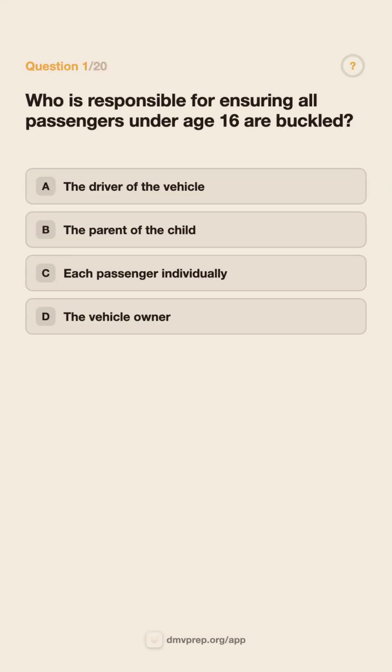Let's start. Question 1. Who is responsible for ensuring all passengers under age 16 are buckled? A. The driver of the vehicle. B. The parent of the child. C. Each passenger individually. D. The vehicle owner.